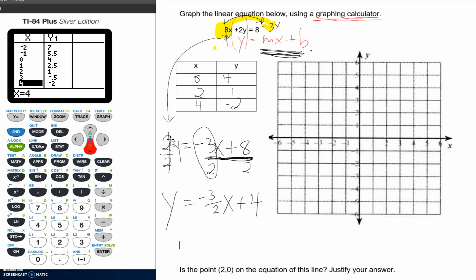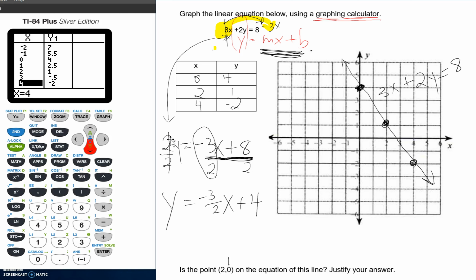Even 2 points with a straight edge is enough, but we like to take 3 points. 2 and 1. 4 and negative 2. Still use a straight edge to connect your points and to label it with the original equation of the line, 3x plus 2y equals 8.